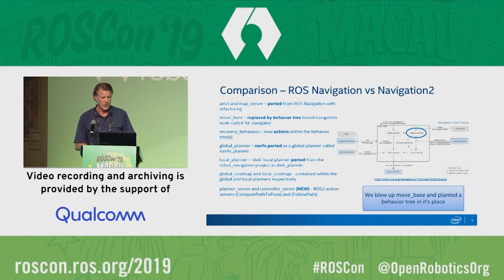And for the global cost map and the local cost map, we ported those, and they're basically plugins similarly to how they were in ROS1. They're within the global planner and the local planner, respectively. One other thing to add, as I mentioned, is that since this is all actions-based now, we added a new planner server, controller server, and recovery behavior server that are all callable through action interfaces.